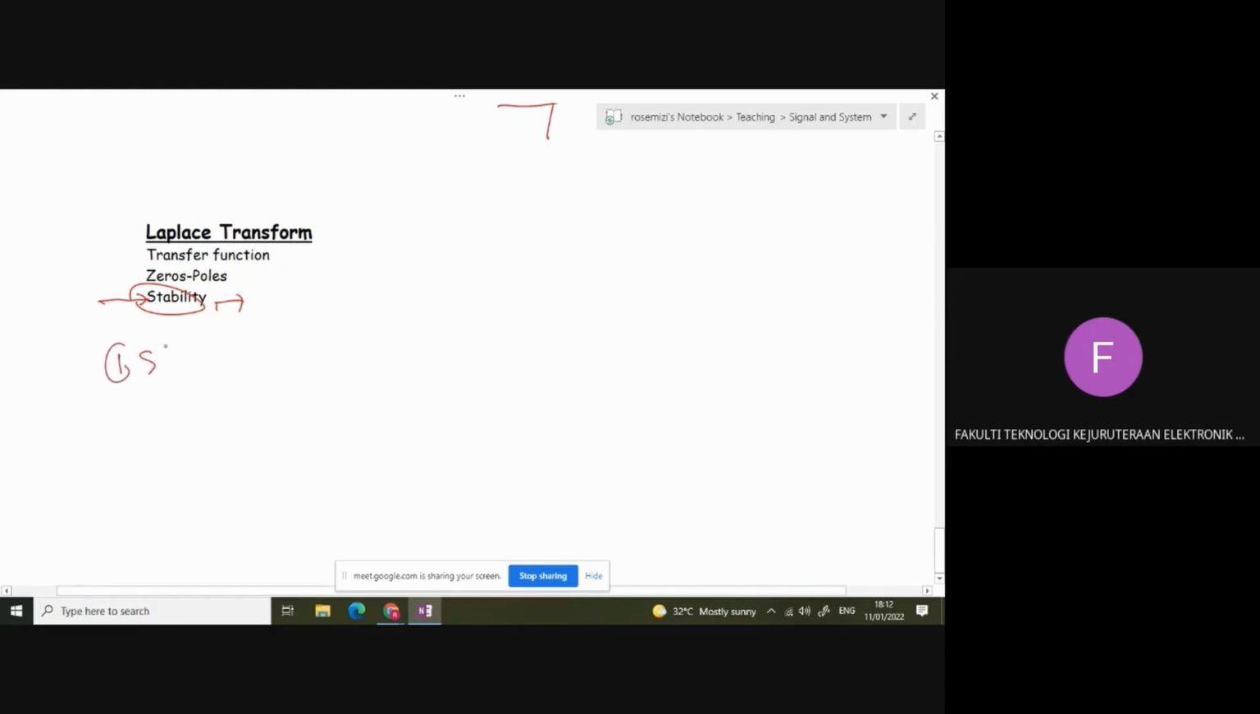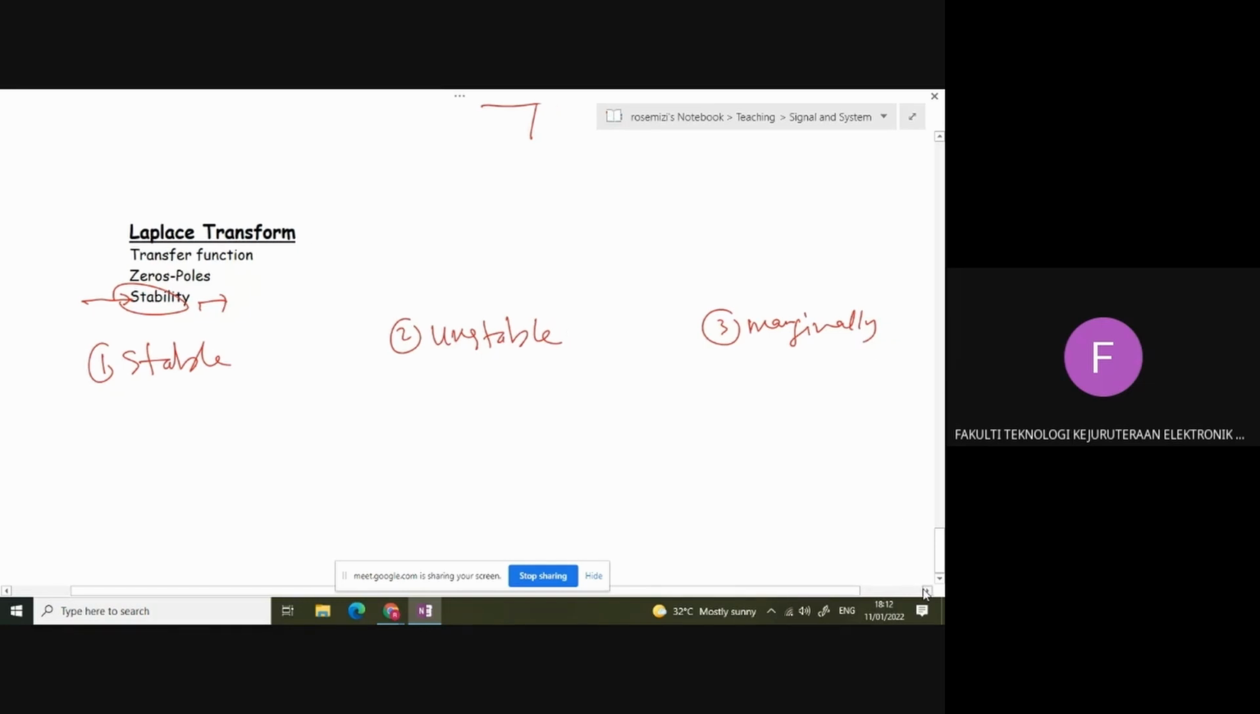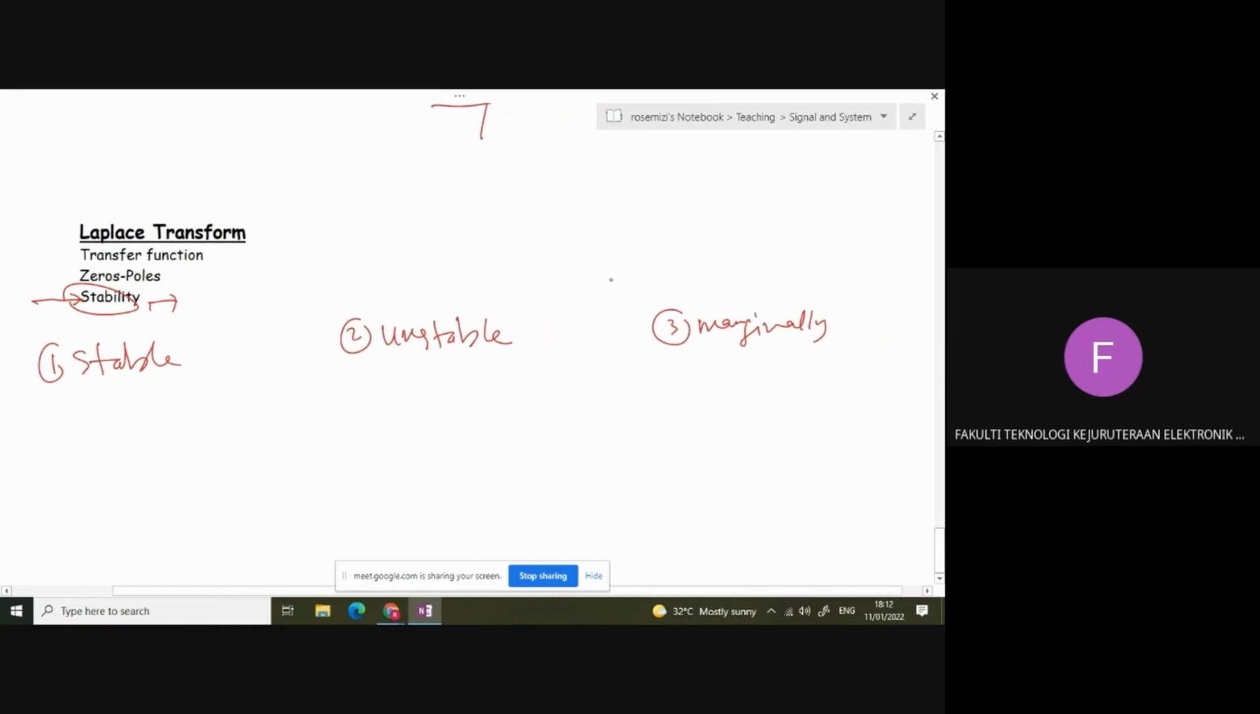First is stable. Second is unstable. Third is marginally stable.